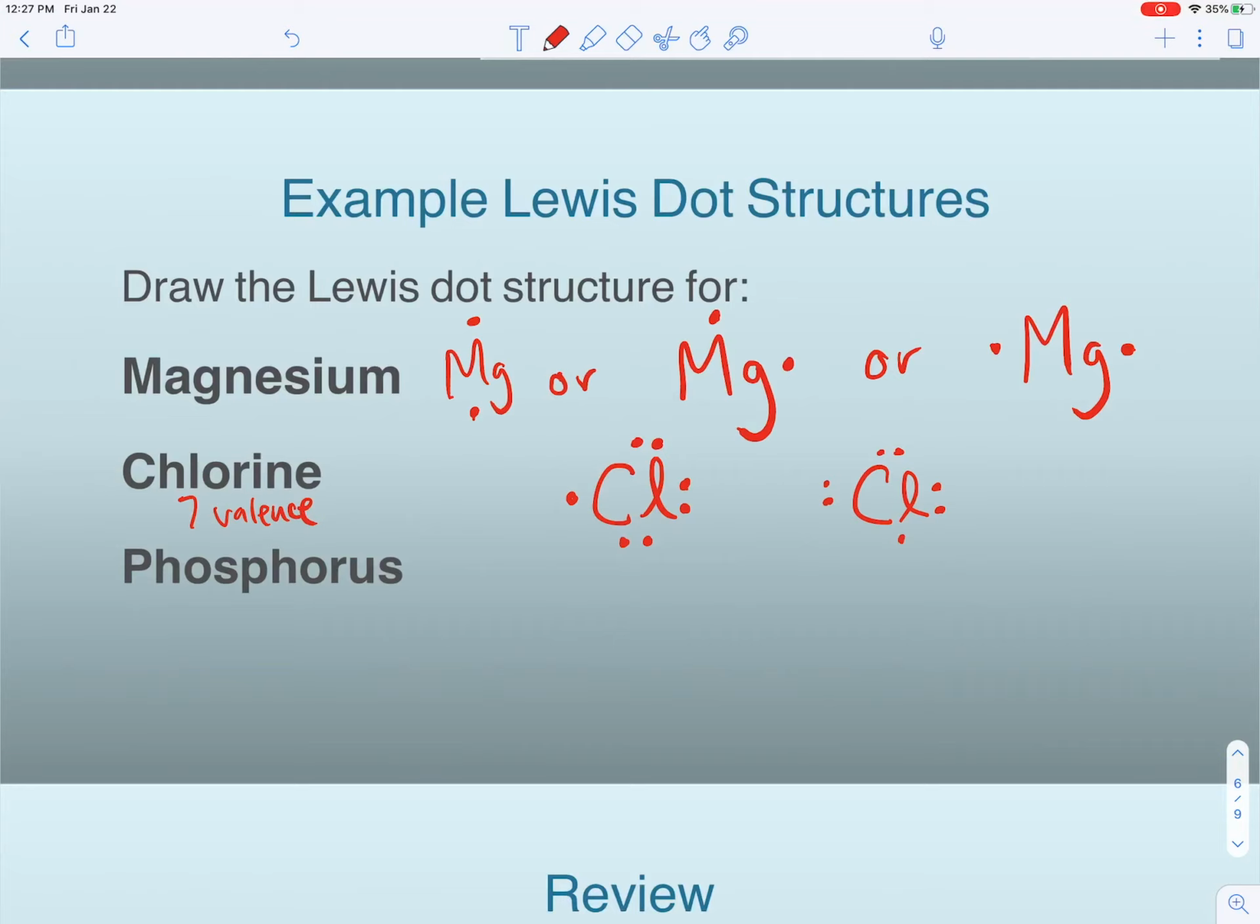Same for phosphorus. Phosphorus is in group 15, so it's got 5 valence electrons. So we draw 1 dot, 2, 3, and then 4, and then that 5th one can go anywhere else. What is incorrect is if you pair them up before each side has one. Notice this is empty. This would be incorrect. So make sure you have a dot on each of the 4 sides first before you pair them up. And I'm just writing the symbol of the atom in the middle here. That's how you draw Lewis dot structures.